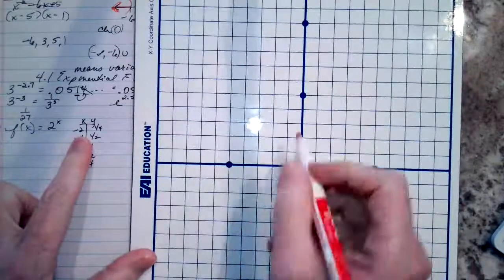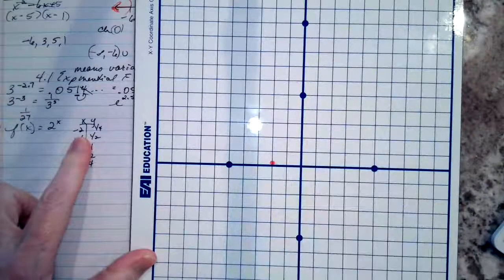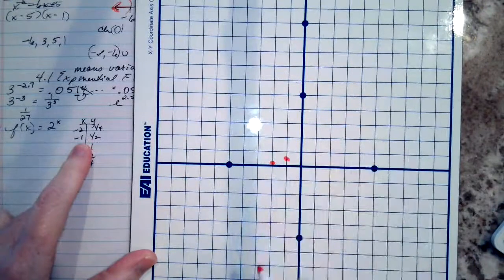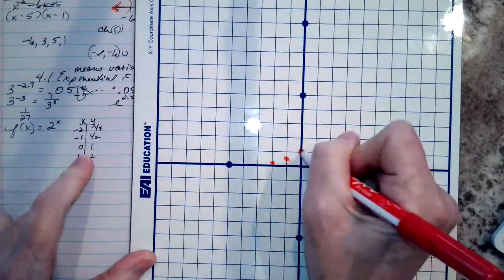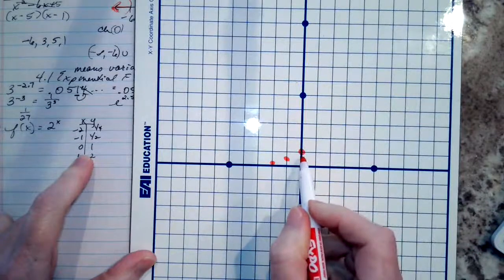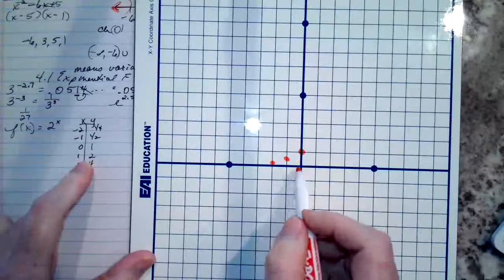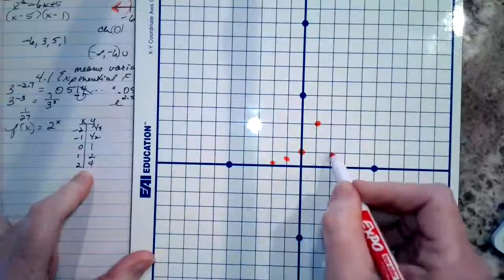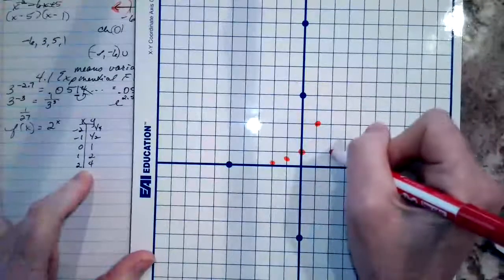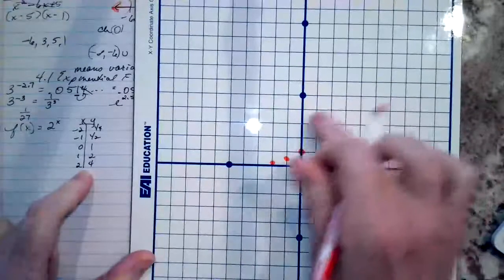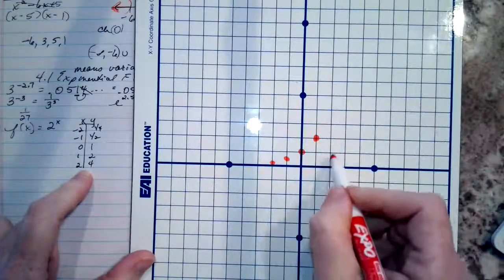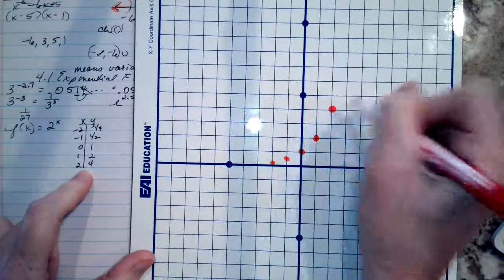Let's see. Okay. -2, 1/4. -2, barely up. -1, 1/2, right there. 0, 1. 0, 1 is going to be our friend. Everybody's going to go through 0, 1. But you'll see that. 1, 2, and then 2, 4. Oops, that's not right. How about 1, 2 being over 1, up 2 right there, and then over 2, 4. Here we go.